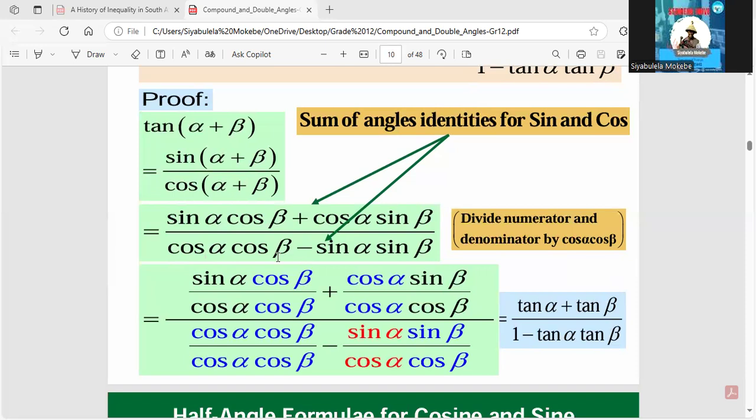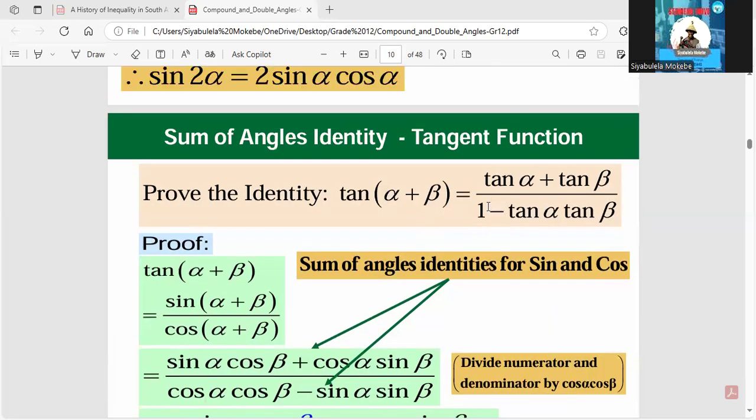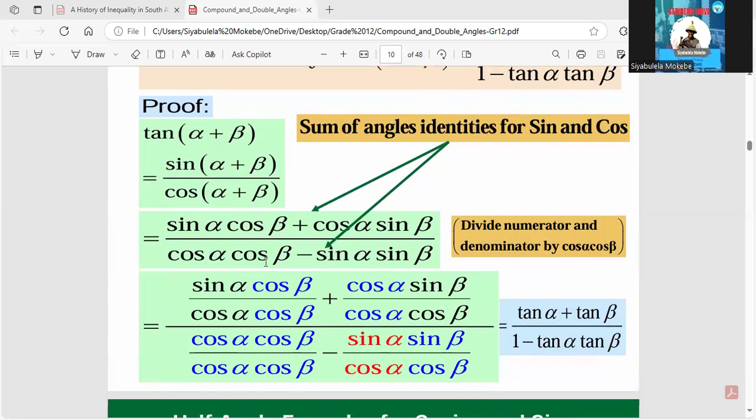And why are we choosing that? Because we want to end up with 1 here. And if you notice, cos alpha cos beta is in the position where you want to end up with 1. So we're going to divide by it. Divide every term by this.